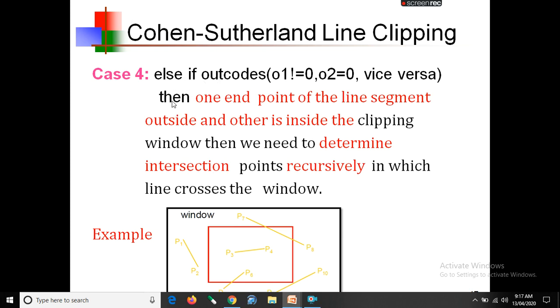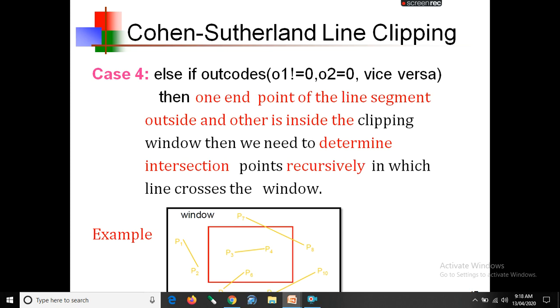After calculating output 1 and output 2, assume that one of the outputs is not equal to 0 and the other output is equal to 0. For example, if O1 is not equal to 0, it means the P1 endpoint lies outside the clipping window, and O2 is equal to 0. It means that the second endpoint P2 lies inside the clipping window.